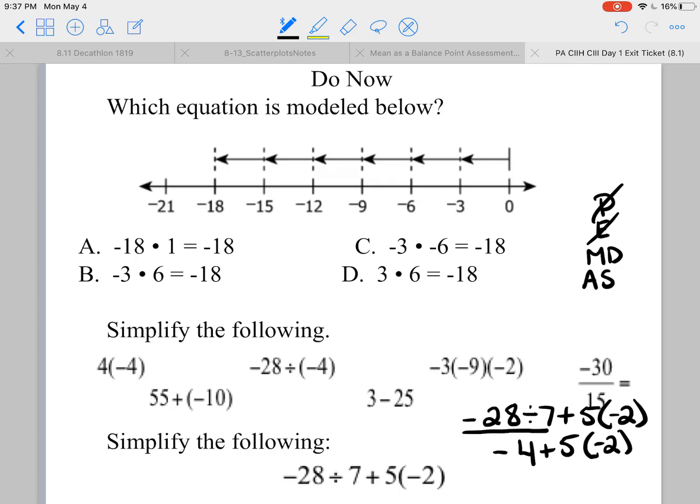Bring everything else down. A number outside of a parentheses represents multiplication. 5 times 2 is 10. But since the signs are different, positive and negative, it's negative 10. Bring everything down. Now we add these two values together. They are the same sign, so we add. 4 plus 10 is 14. They're both negative, so our answer is negative.